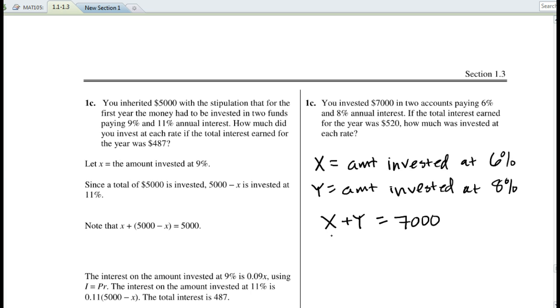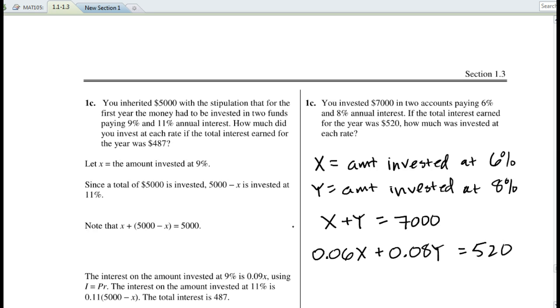Next sentence, if total interest earned is $520, how can we figure that out? Well, the interest earned from the x account should be 0.06 times x, 6% of x. And the amount earned in the y account should be 0.08y, because it earns 8% interest. And that equals your total 520.